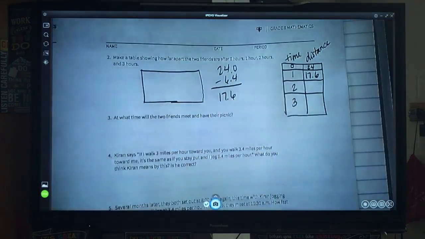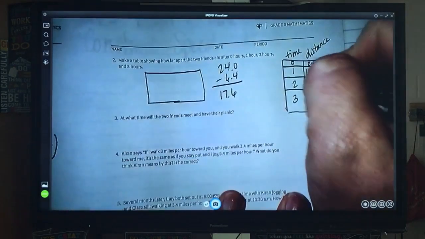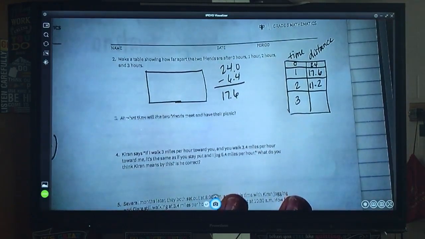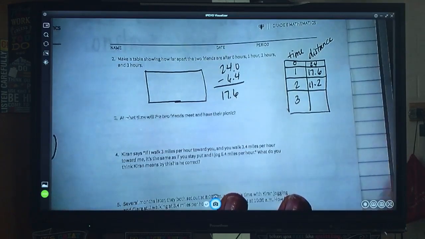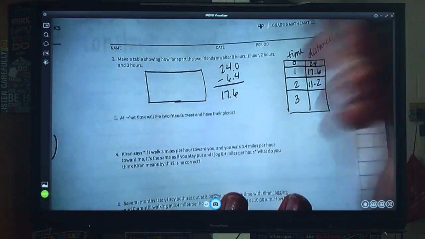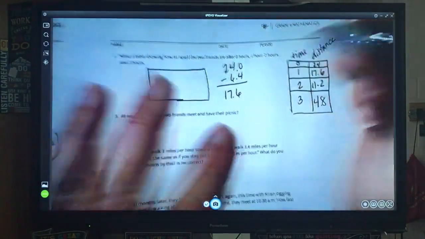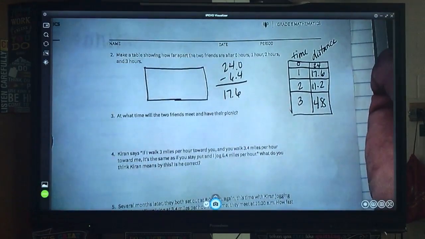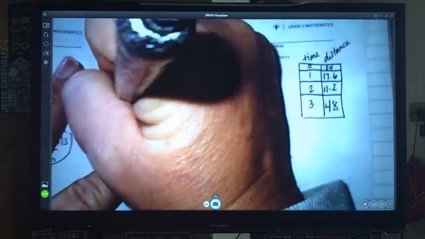After 2 hours, River, we got 11.2, and how did you figure that out? We took 17.6 and subtracted 6.4. Okay, and then hour number 3, what did we get, Gabriel? 4.8. Okay, so essentially your rate is decreasing by what? 6.4. So 6 4/10 per hour, okay?